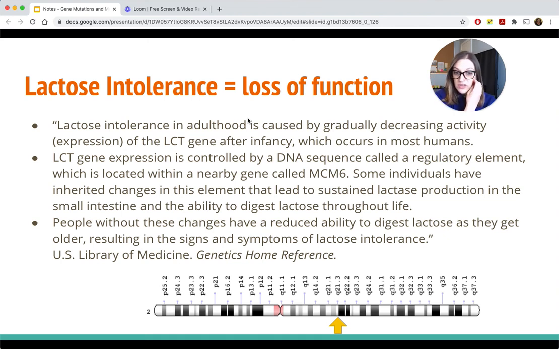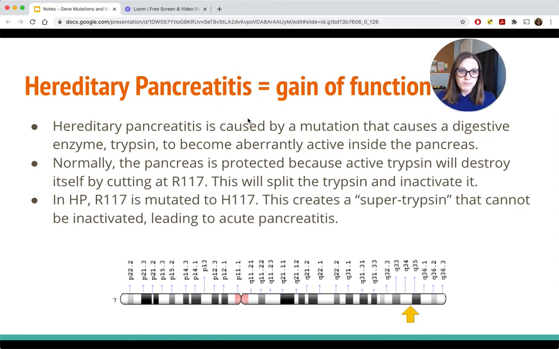And so people without these changes have the reduced ability to digest lactose as they get older. We'll talk a lot about lactose intolerance coming up.